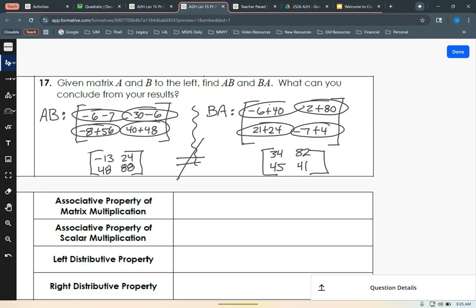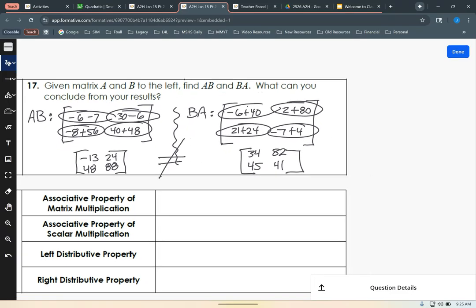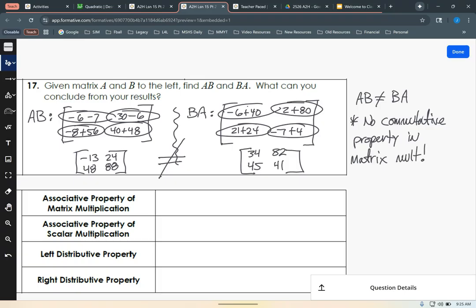All right. Let's take a note. Here we go. You ready? Okay. Matrix product AB is not equal to product BA, which means that there is no commutative property in matrix multiplication. So when it comes to multiplying matrices, the commutative property does not apply.